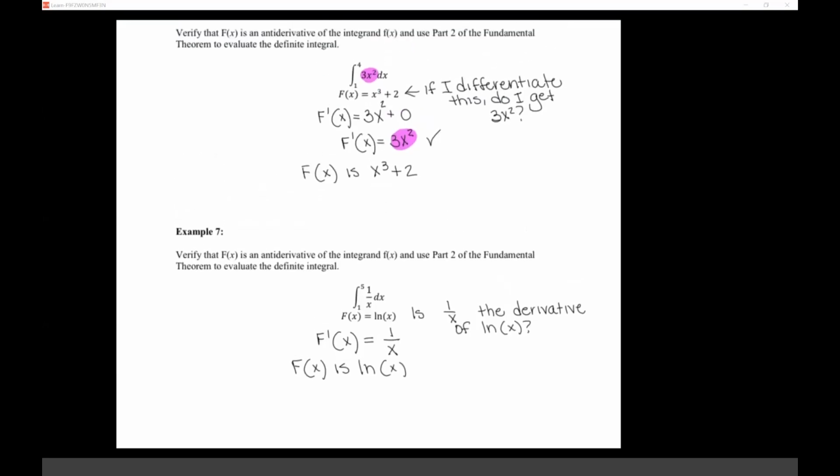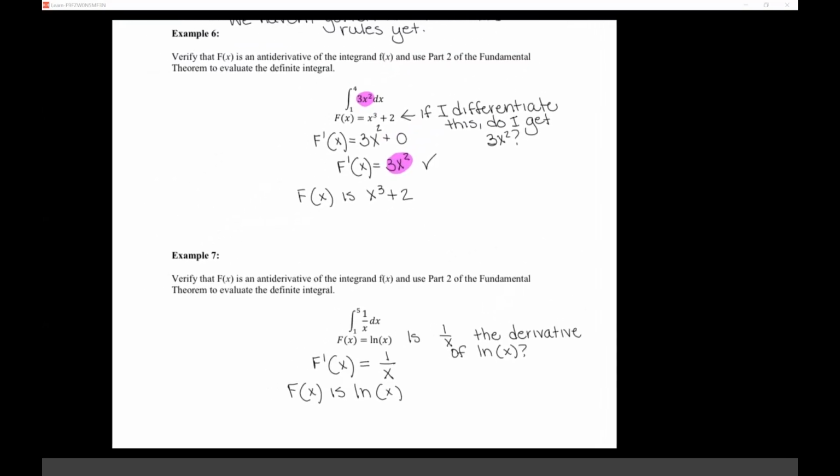Now let's go back to example 6. The second part of the problem says, use the fundamental theorem to evaluate the integral. Now, if you look at the bounds, the evaluation is from 1 to 4. So again, I do f of 4 minus f of 1. So it's always upper bound first. So that's 4 cubed plus 2 minus 1 cubed plus 2.